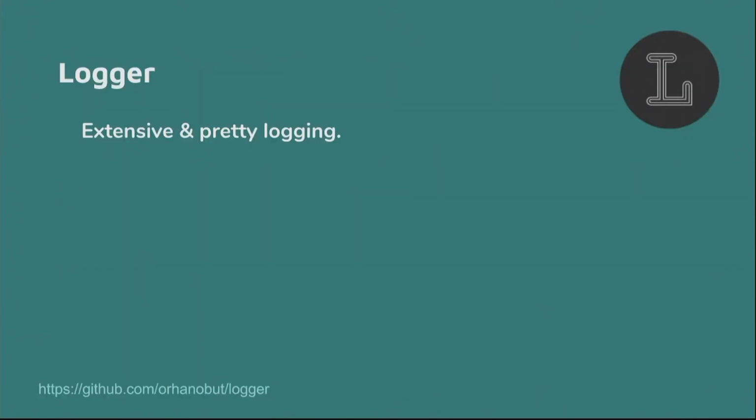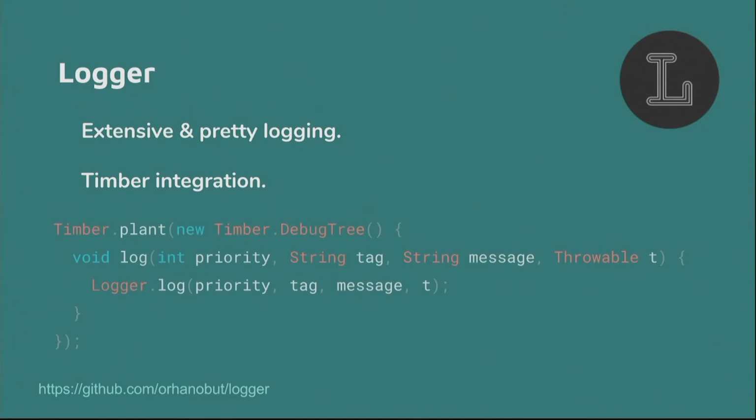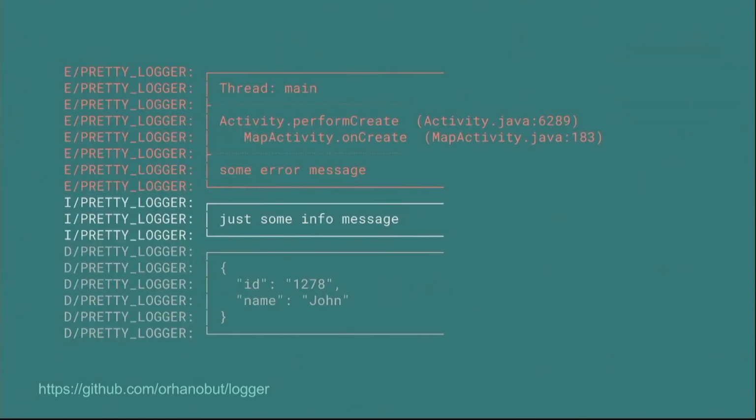Logger. Another thing which is useful, it's how you can print nice logs. And it has Timber integration, so you may use Timber together with Logger. And your logs may look like this one. So if you want to add a stack trace, or some other information to your log messages, you may add it with Logger. If you want to print JSON, you don't need to do any extra things. You just pass it to Logger, and it will print it for you.